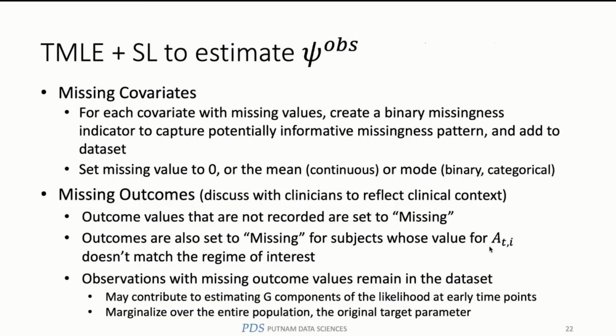Also, we saw those intercurrent events where people just weren't following the regime of interest. And so we also set their outcomes to missing because of that consistency assumption violation. So we don't want to use the outcome that we observe for them because it's not the one that corresponds to their regime of interest, again, in a per protocol analysis. So we set it to missing. And in the estimation procedure, we'll deal with that appropriately to get an unbiased estimate of our causal effect, or at least of our parameter in the observed data.